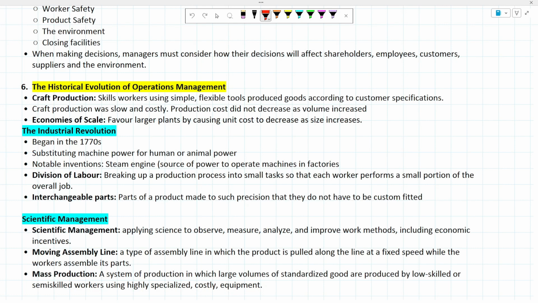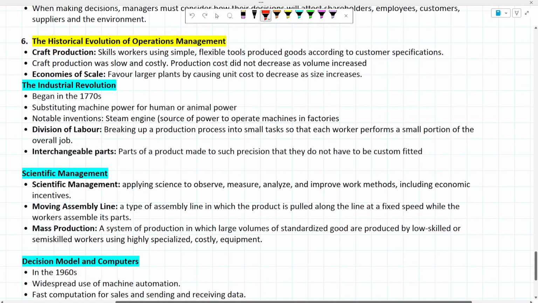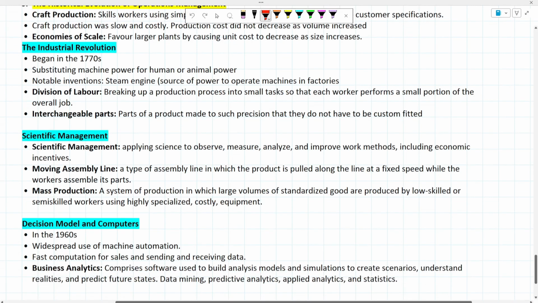So here we have the Industrial Revolution. I won't go too deep into it. It began in the 1700s, substituting machine power for human or animal power. Notable inventions such as the steam engine. Division of labor, which is breaking up the production process into small tasks so that each worker performs a small portion of the overall job. Interchangeable parts, parts of a product made to such precision that they do not have to be custom fitted.